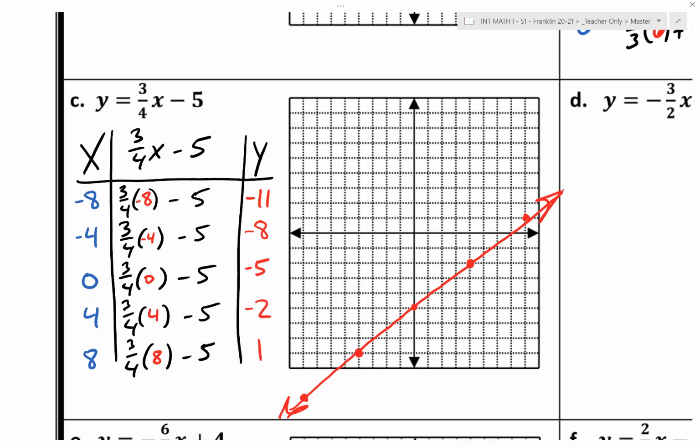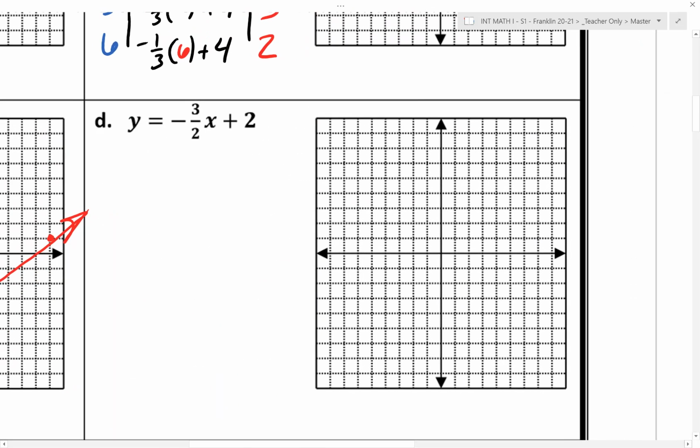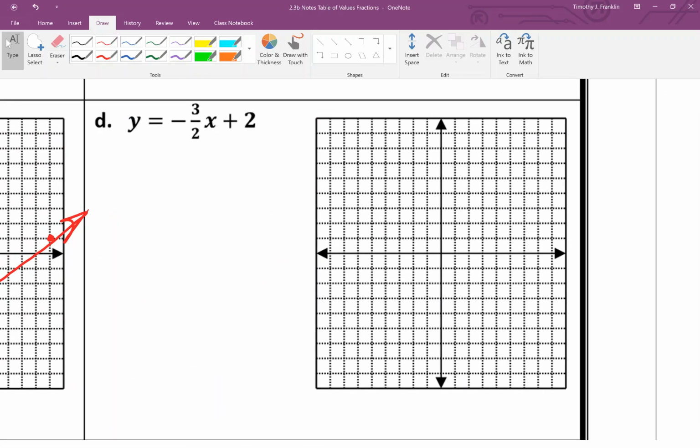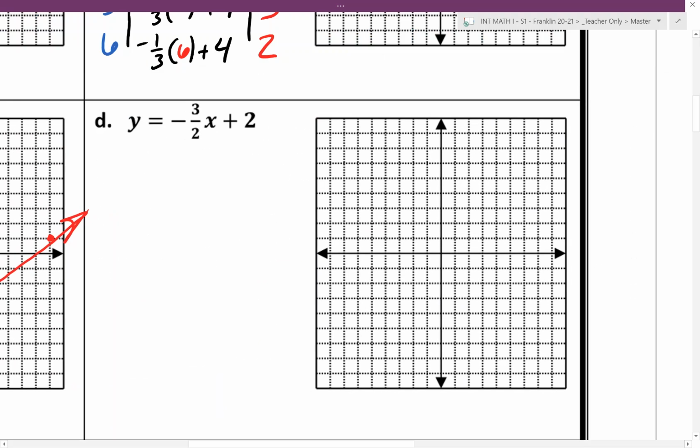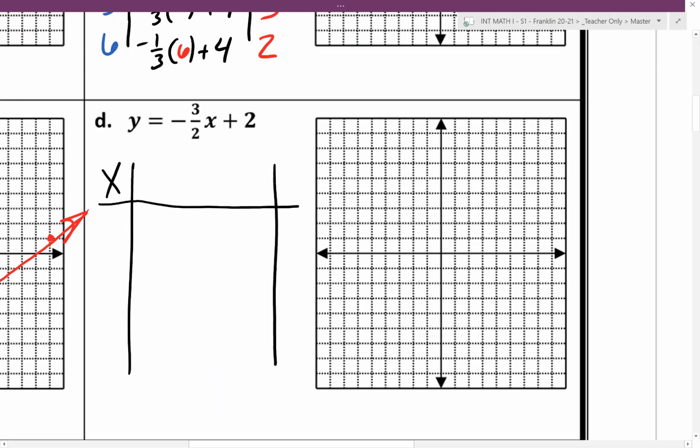Let's move on. Example D. We're going to use our full chart. -3/2 x plus 2. All right. So again, let's fill this in.